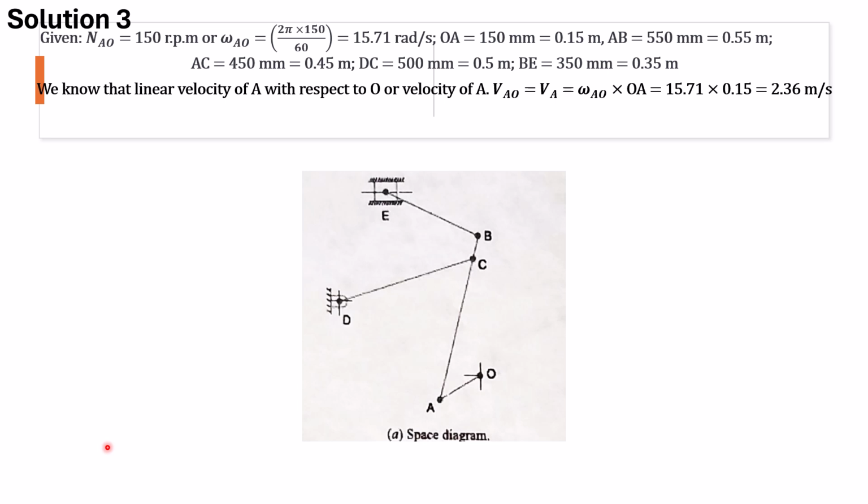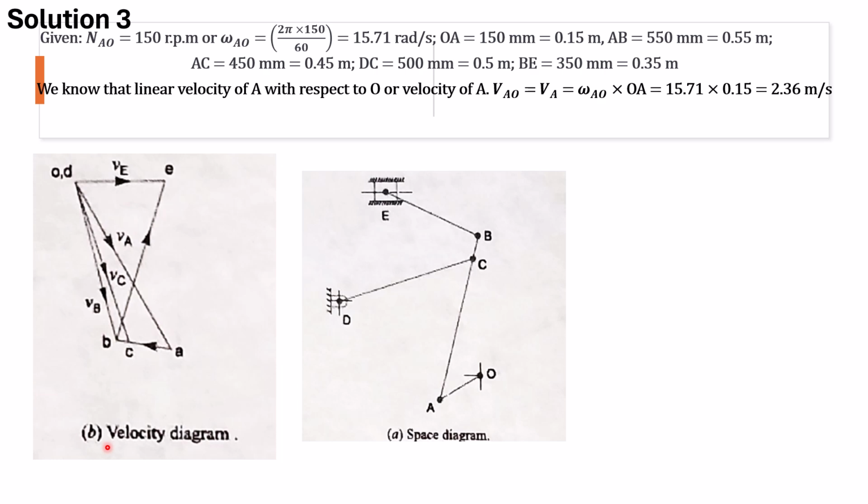Now we go ahead and construct the velocity diagram, which I'm going to explain in detail. So we take the fixed points O and D and put them in that location. We have the magnitude of the velocity of A with respect to O, and we also have the direction. We know it is perpendicular to the link AO. So we go ahead and construct that using a suitable scale.